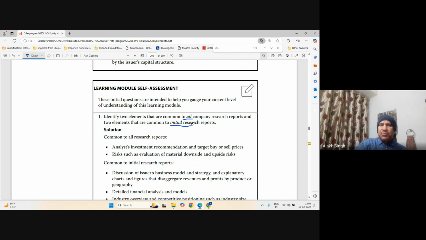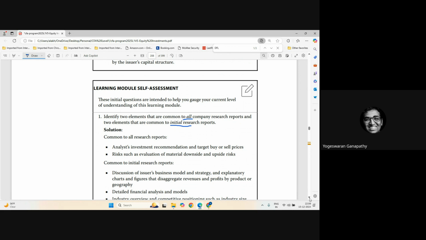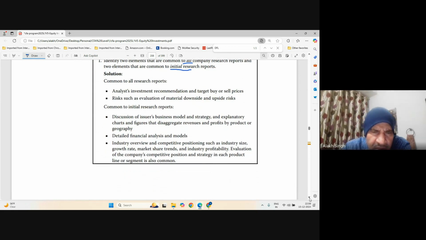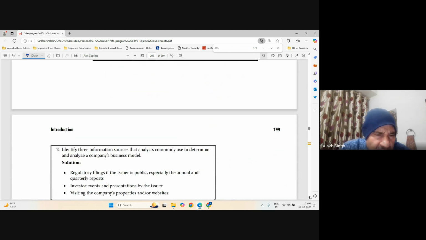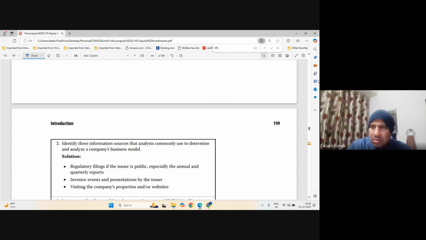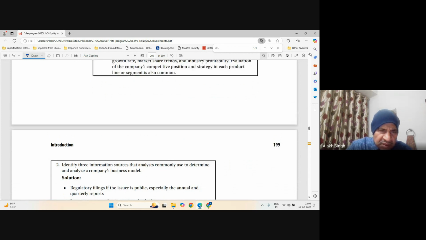So the initial research report is more detailed. So it will have Michael Porter's five-factor industry analysis as well, then the SWOT and PEST analysis. Yes, very good. Detailed financial analysis, discussion of issuer's business model, strategy, and explanatory charts, and then industry overview and so on. Okay, read question number 2.